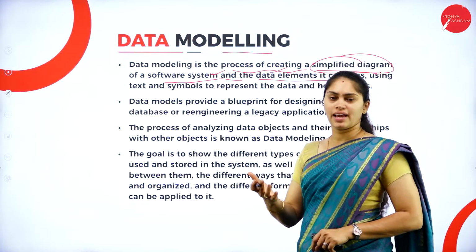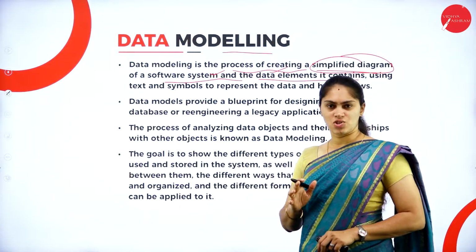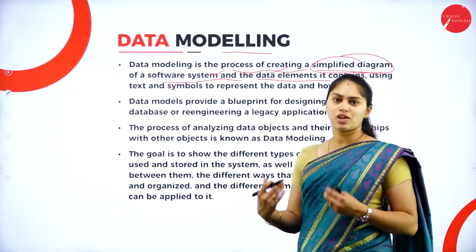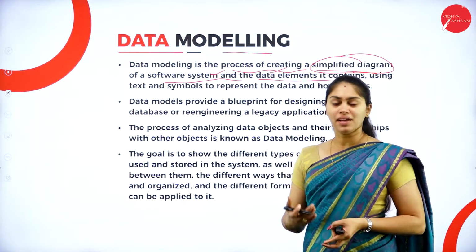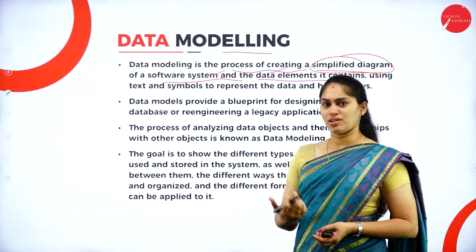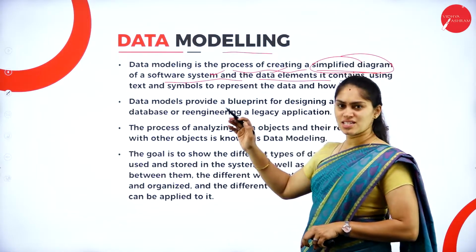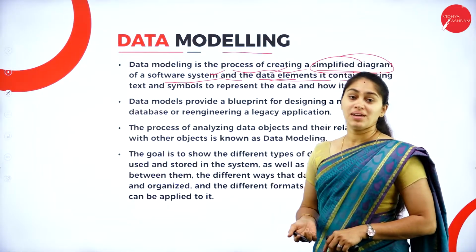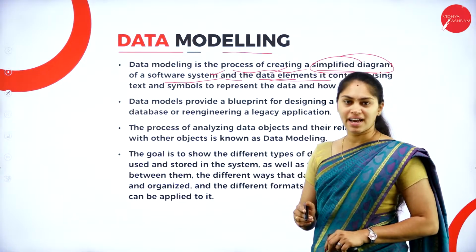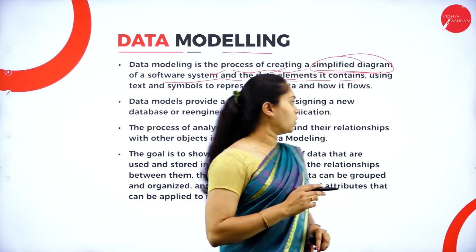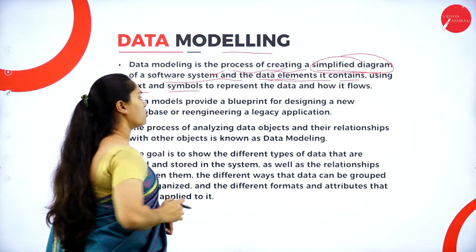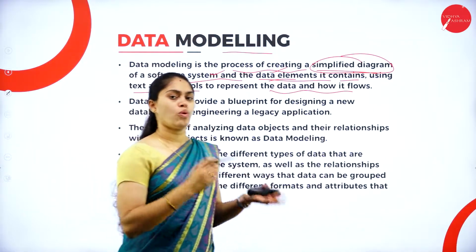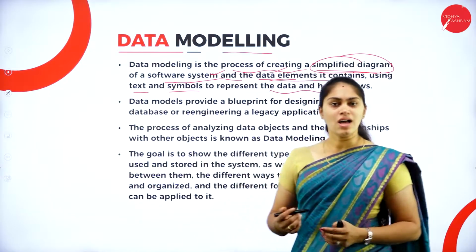Just like we say 1000 words are equal to one image, right? If we have one image, that may equal 1000 words. Instead of explaining the scenario, if we see the image or a picture, then it will be easy for us to understand the situation. In the same way, here the complete software system along with its elements, or data elements of that software system, will be represented in terms of a simplified diagram. That diagram will include text, and also some symbols in order to represent the data and how it will flow from one module to another module or one object to another object.